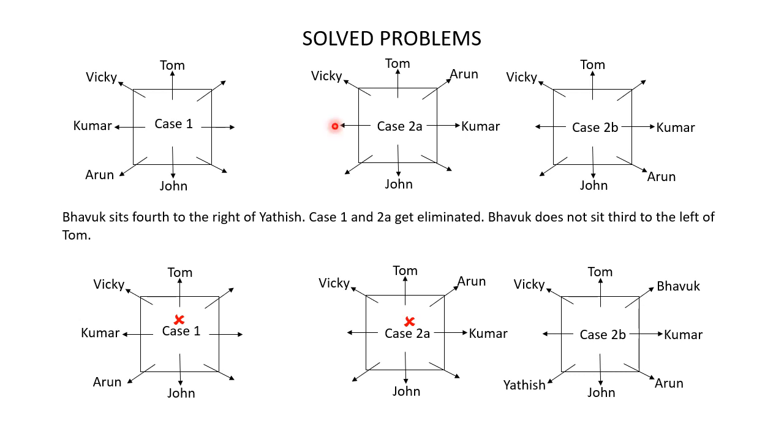Supposing Yatish sits here, then fourth to the right of Yatish would be 1, 2, 3, 4, where Kumar is already sitting. So Babu cannot sit in this position. So clearly case 2 is not possible. Case 2a is not possible. So case 2a is eliminated.